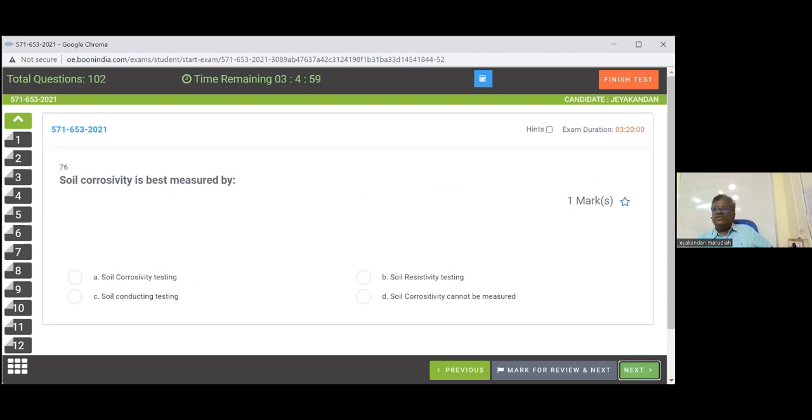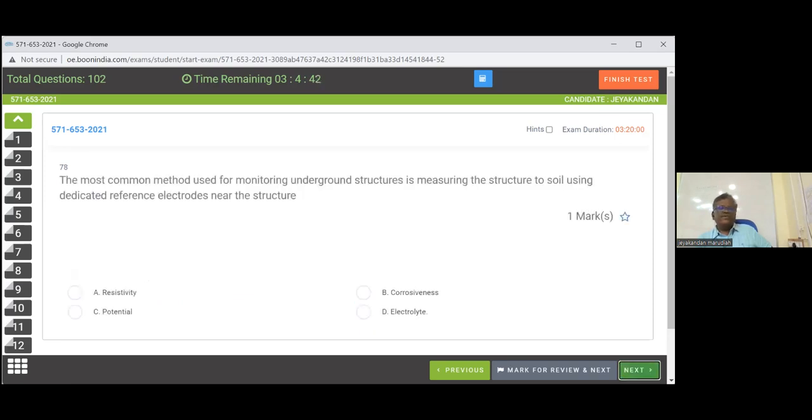Soil corrosivity is best measured by soil resistivity testing. Next, the most effective products for soil corrosivity: a special corrosion resistant coating and cathodic protection. The most common method used for underground oil lines is structure-to-soil potential, where we are measuring voltage only.